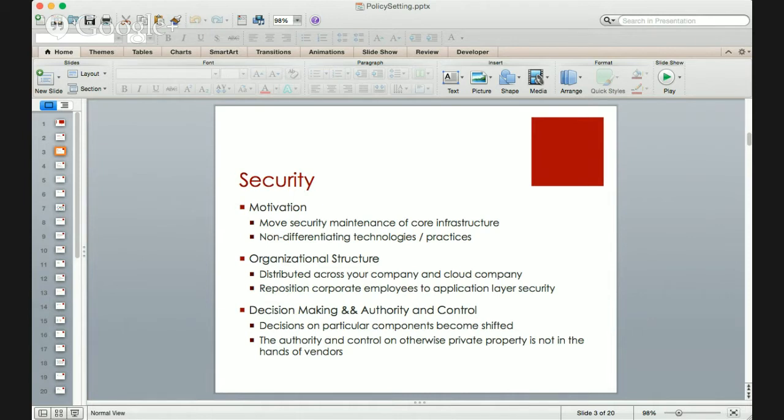So we've got it obviously distributed across my company and the cloud organization. And I've got to probably reposition some of my employees to application layer security because I'm not doing quite as much of that infrastructure security or that platform level security anymore. But decisions on these particular components obviously become shifted as I lose control in the organizational structure. Some of that shifts away. And authority and control and otherwise private property that used to be mine is now in the hands of vendors.